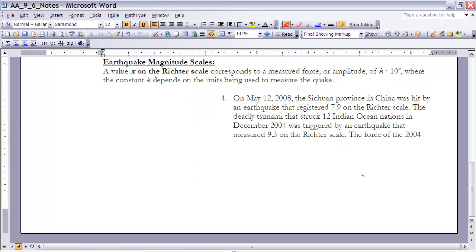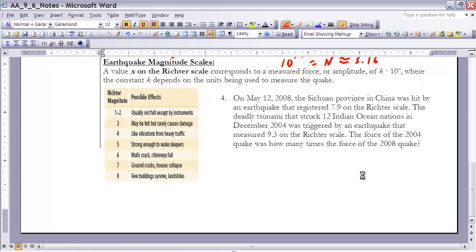So let's take a look at example 4 then. It says on May 12th in 2008, the Sichuan province in China was hit by an earthquake that registered 7.9 on the Richter scale, and a deadly tsunami that struck 12 Indian Ocean nations in December 2004 was triggered by an earthquake of 9.3 on the Richter scale. The force of the 2004 quake was how many times the force of the 2008 quake?